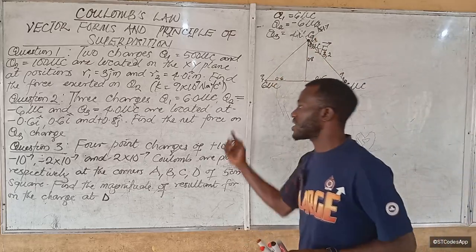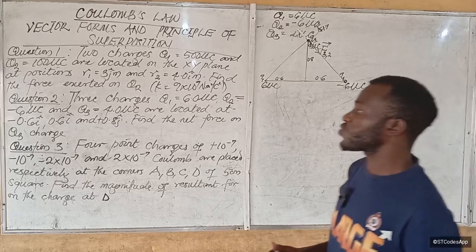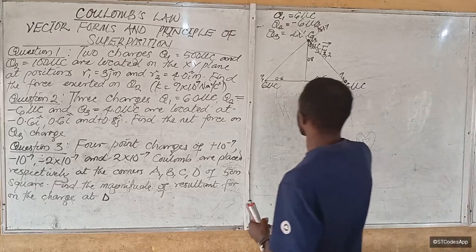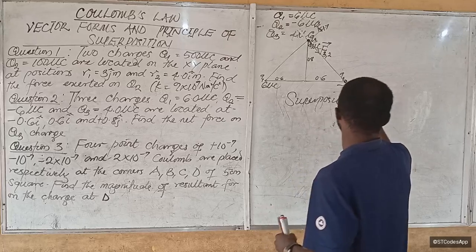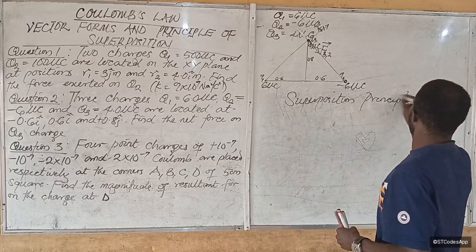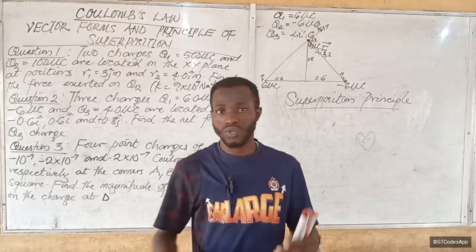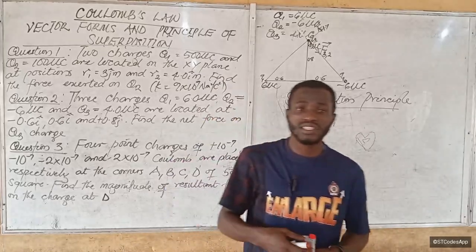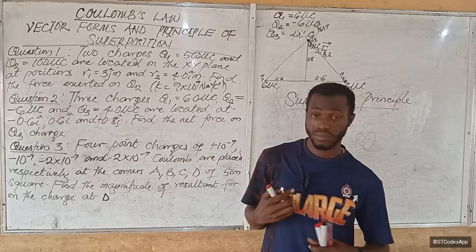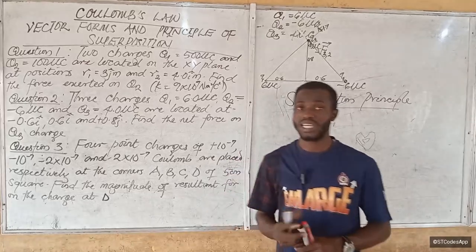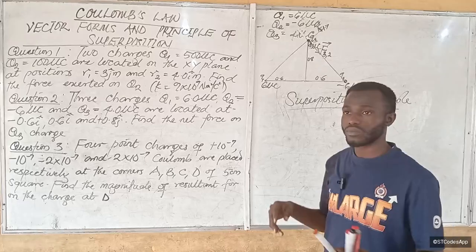But since it's saying we should find the net force on the charge 3, this is where the superposition principle now comes in. Now, it is not all the time that we are going to have all our forces arranged on a straight line. Is that okay? They can be arranged in a 3D geometry. And so how do we resolve them? How do we find the net force on them? And that's where this principle of superposition comes in.